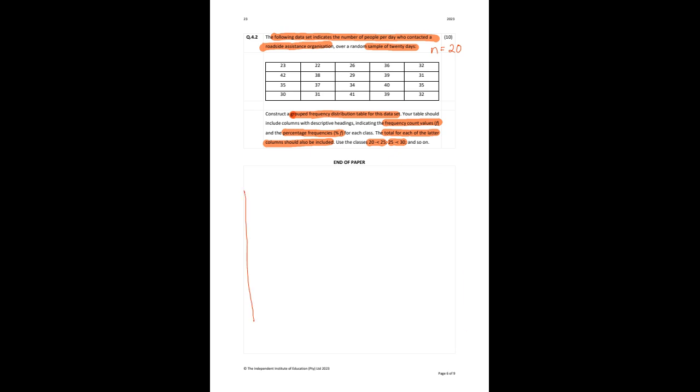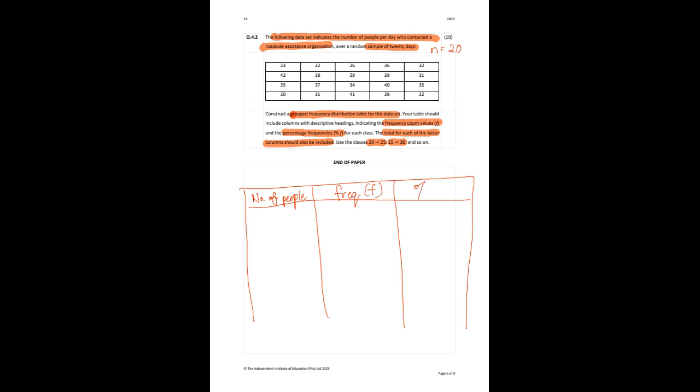So when you draw up this table, you need those 3 columns. They said to you the number of people who had contacted a roadside assistance organization. So here you can say the intervals, or the number of people. Then you have your frequency, which is the letter F, and then you have your percentage frequency. They said start with the intervals 20 to less than 25, 25 to less than 30, and you'll continue with them.